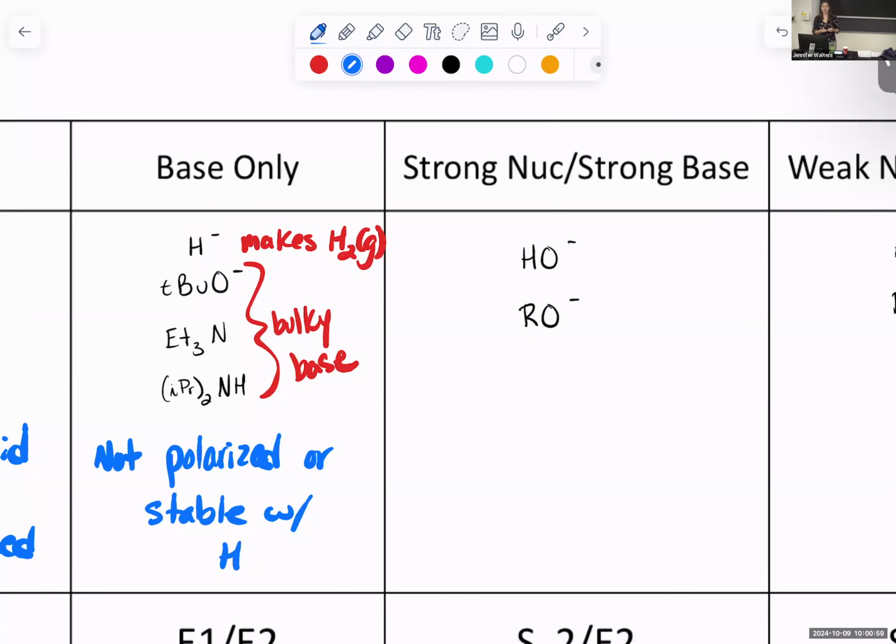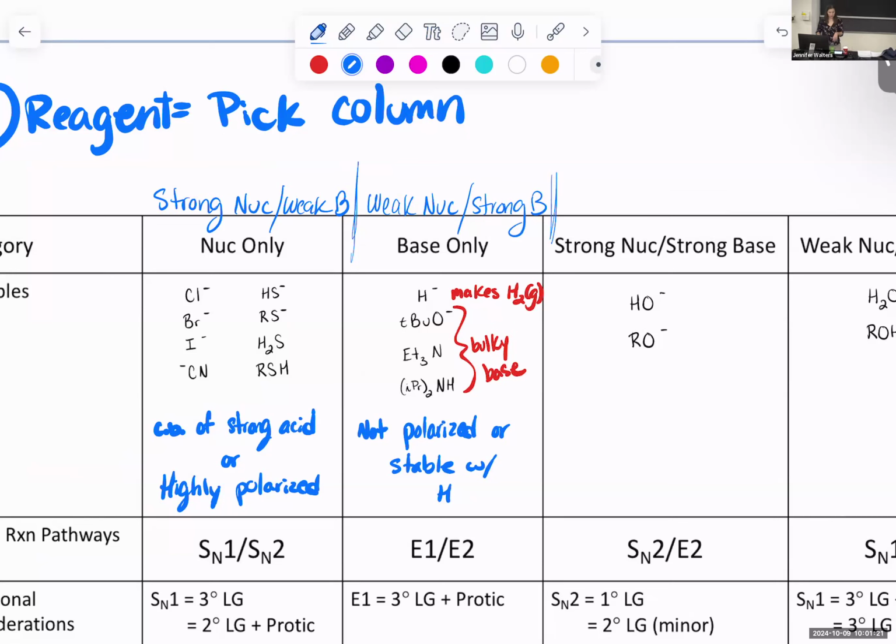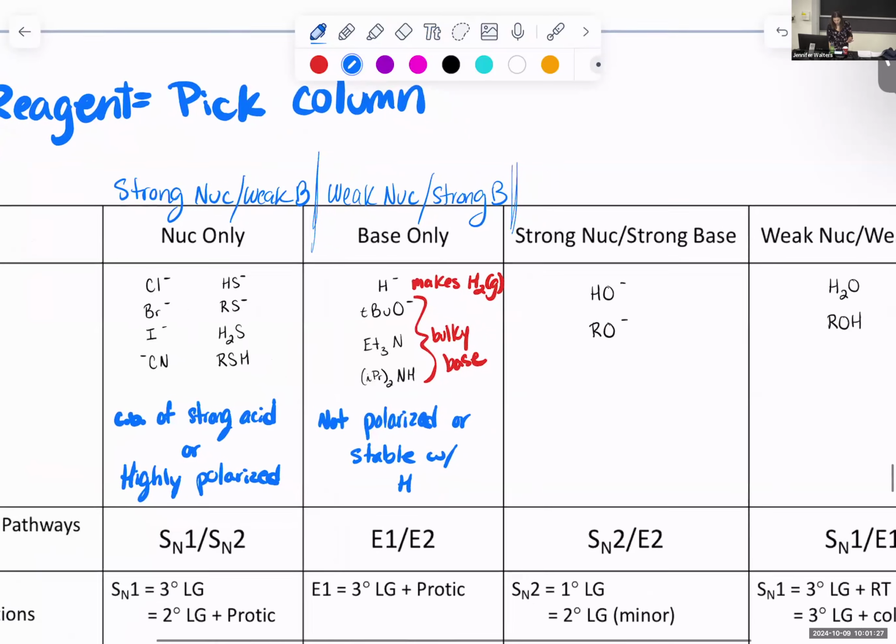Things that fall into the category of both a strong nucleophile and strong base. So when I said nucleophile only, that's a strong nucleophile, weak base, if you want to think about it that way. And then your base only is a weak nucleophile, strong base, is that category. So it was base only because it wasn't good at being a nucleophile, or a nucleophile only because it wasn't good at being a base.